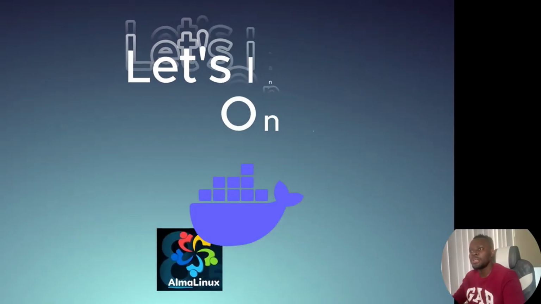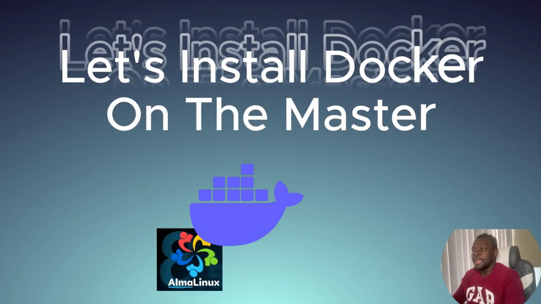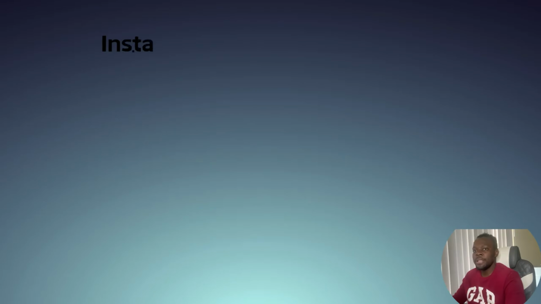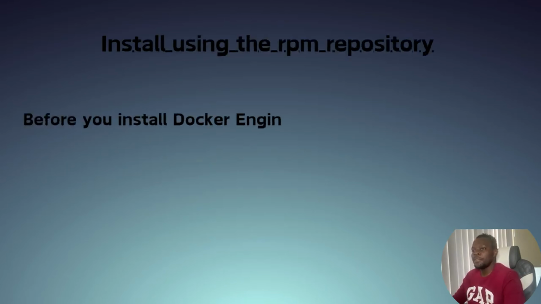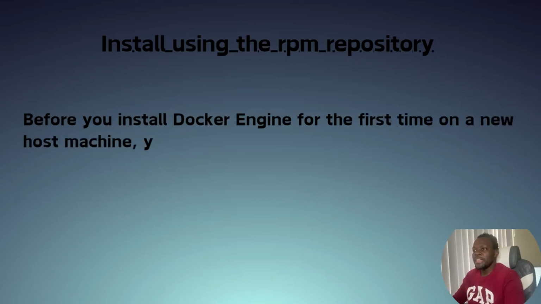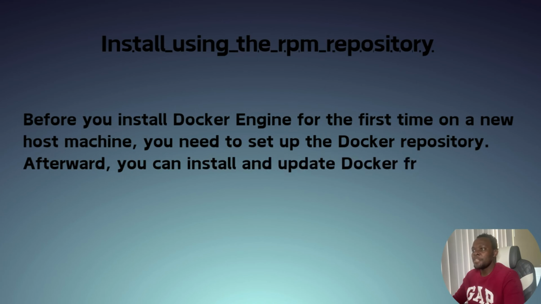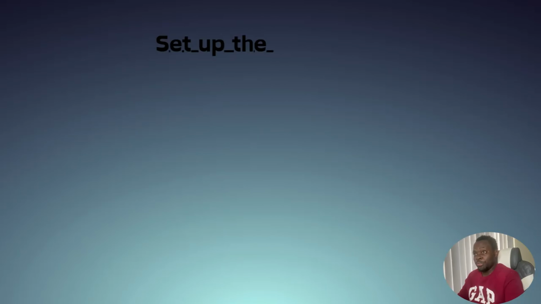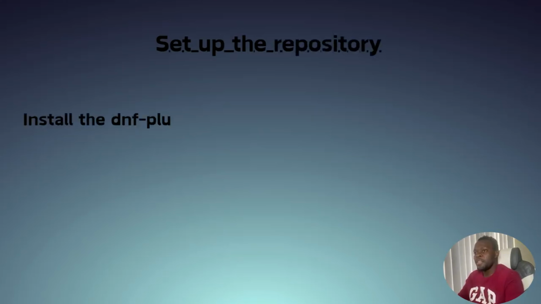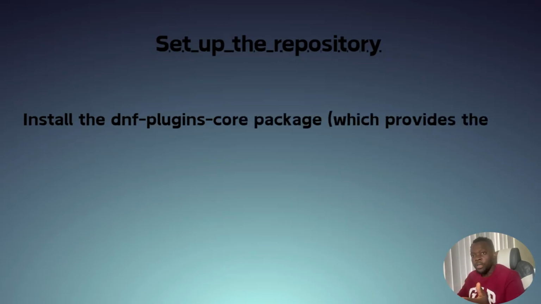I typed my password, and I'm good in my master server. Let's install Docker right now on this master server. To install Docker, you have a lot of methods. Before you install Docker Engine for the first time on a new host machine, you need to set up the Docker repository. Afterward, you can install and update Docker from it. You can find all this information on how to set up the repository on the Docker documentation website.